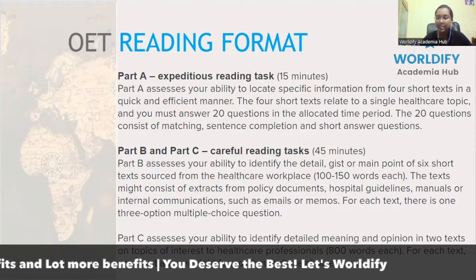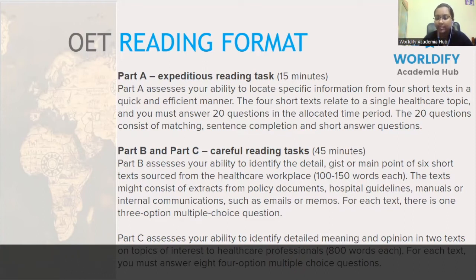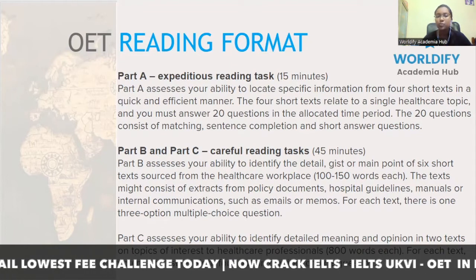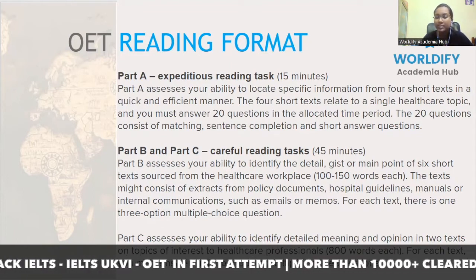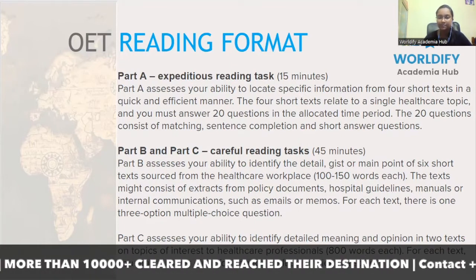Next is part C. Part C, you will be having a lengthy paragraph. Okay, after the lengthy paragraph is given, will be given your questions. So around 8 questions will be given, and the second lengthy paragraph in the second 8 questions. So you will be given 16 questions in part C. So part A, you have 20 questions. Part B, you have around 6 questions, and part C, you have 8 plus 8, 16 questions.